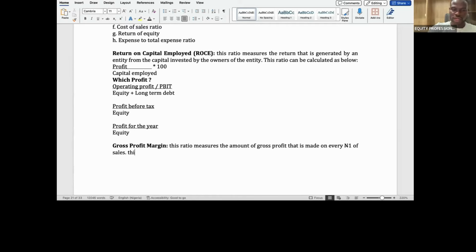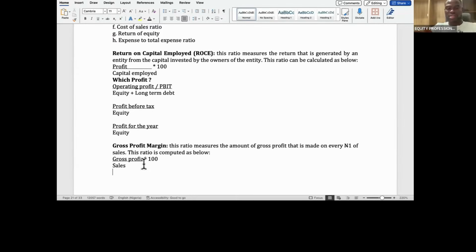And that's why this ratio is computed as below. So it's usually your gross profits divided by your revenue, your sales, of course, times 100 over 1.